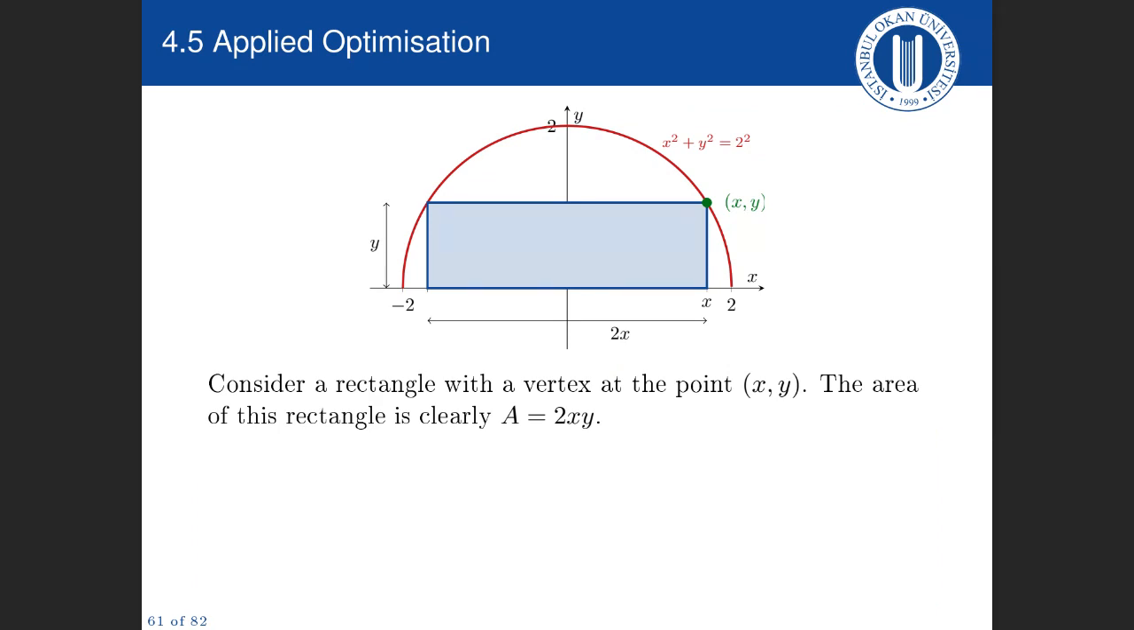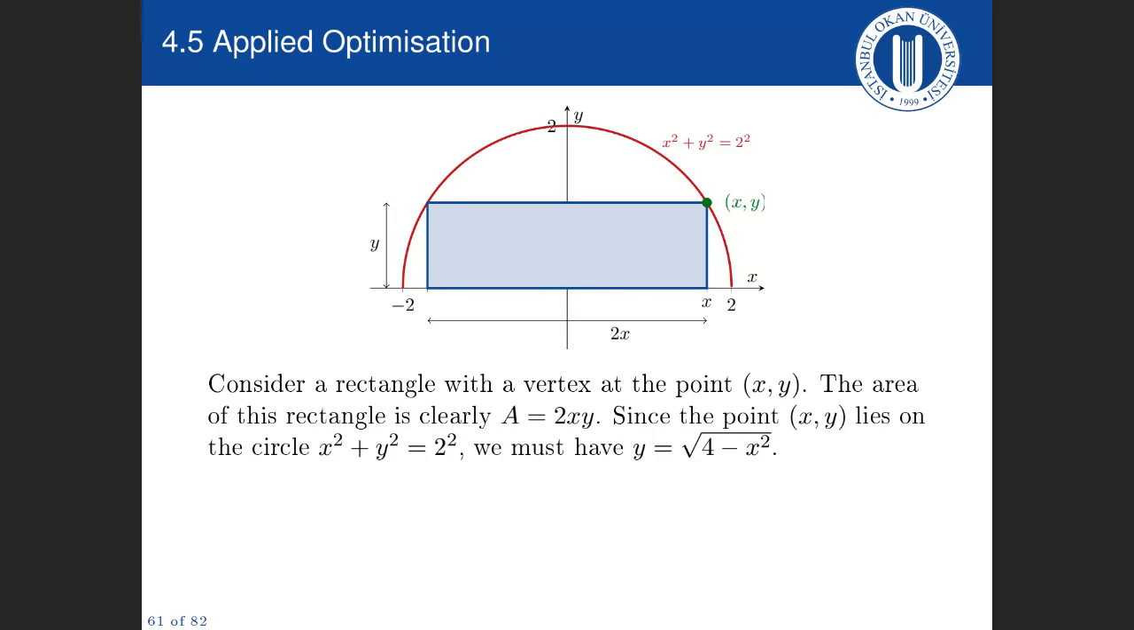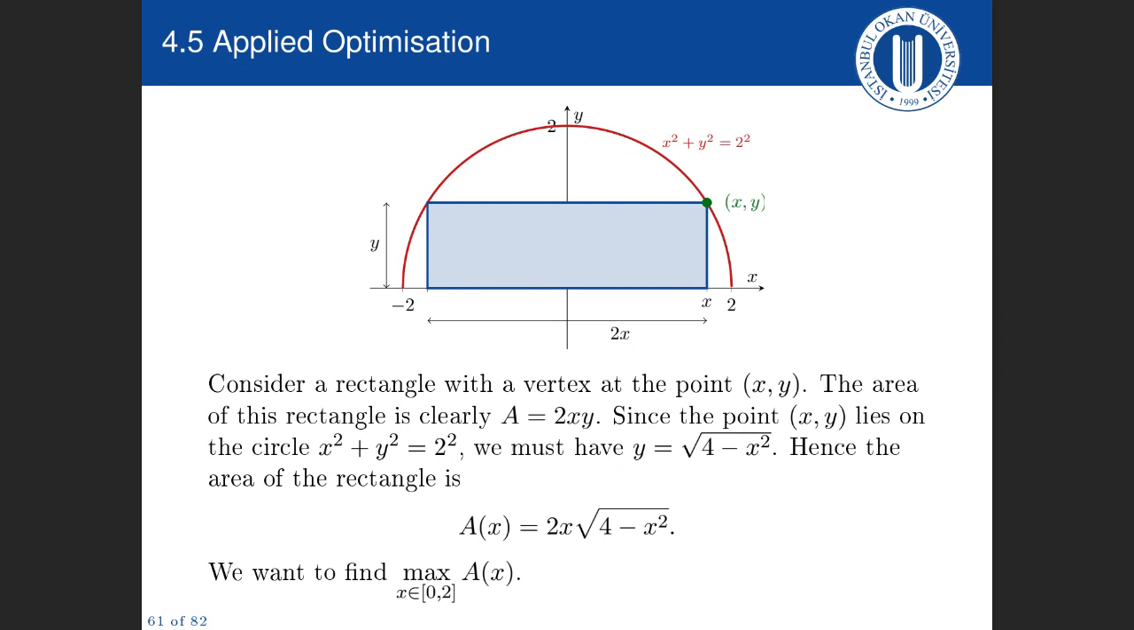So our area is 2xy, and x and y must satisfy x squared plus y squared equals 4. In other words, y is the square root of 4 minus x squared. Put this into the area formula. The area of the rectangle must be 2x times the square root of 4 minus x squared. We want to find the maximum of this function.